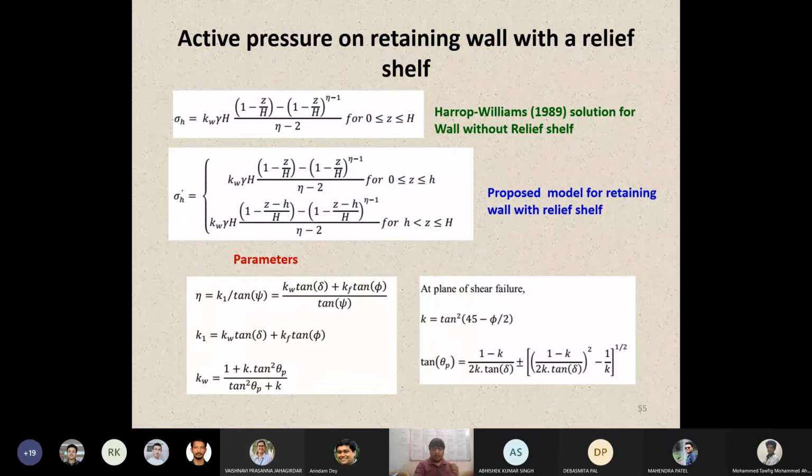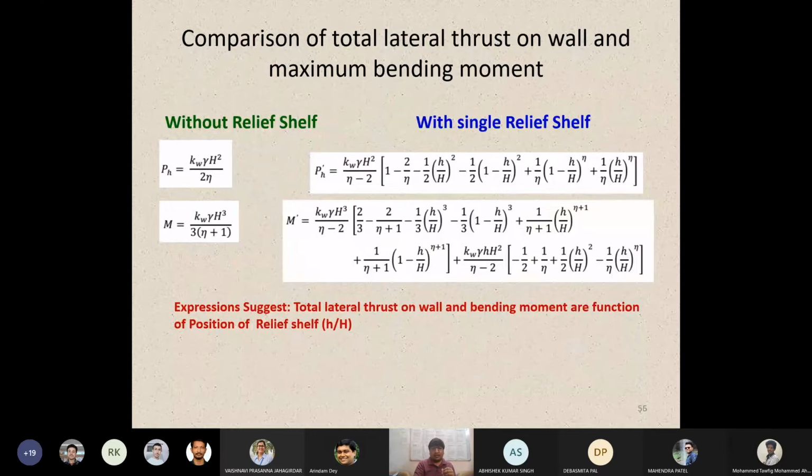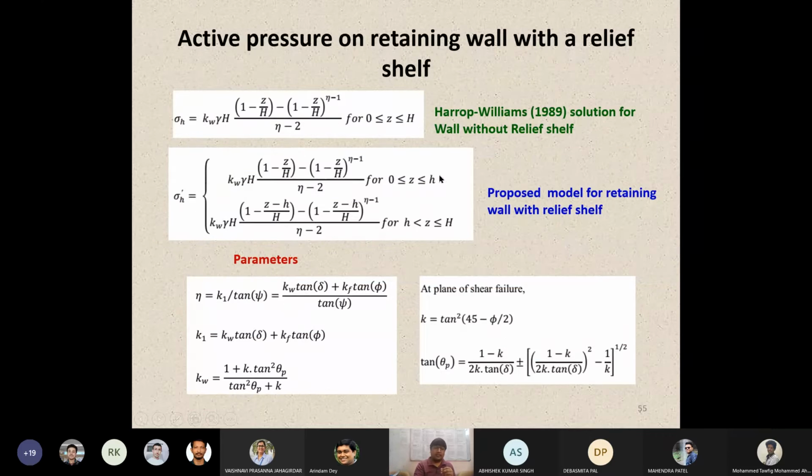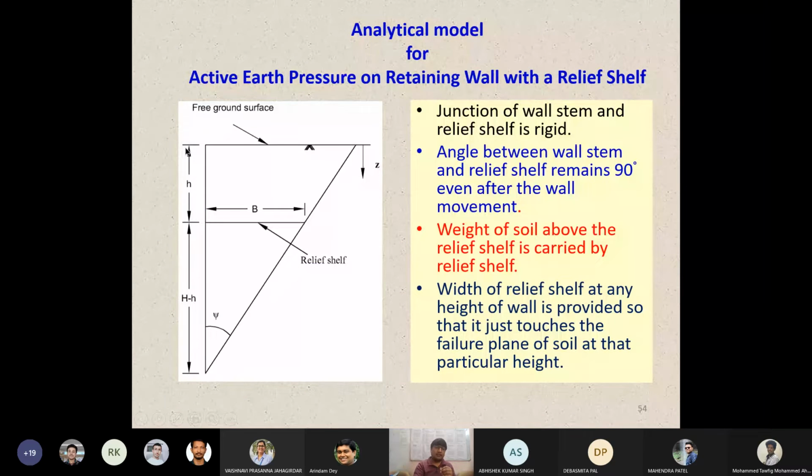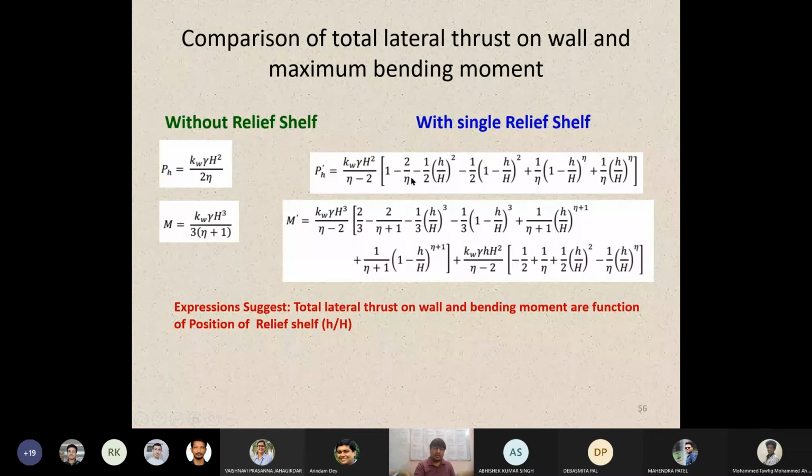Okay, so coming to all the derivations and what we got, the interesting thing you can note is that without the relief shelf, the total lateral earth pressure is here. However, with the introduction of the relief shelf, the total thrust reduction has this much expression. Here you can see the crucial point is h by H. h is the position of the relief shelf from the backfill surface. So the important parameter which is governing your overall lateral earth pressure distribution is your h by H. And similarly, the bending moment is also a function of this position of the relief shelf.